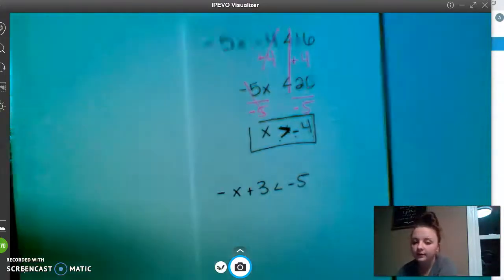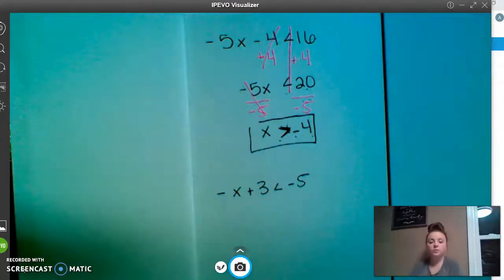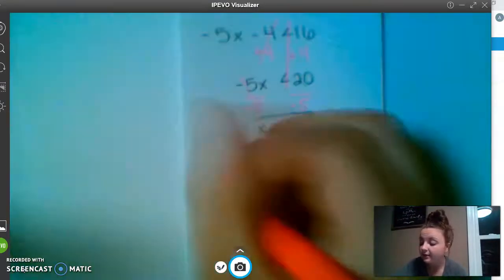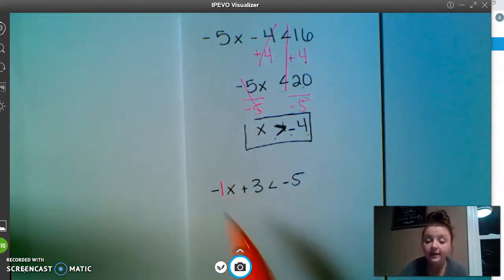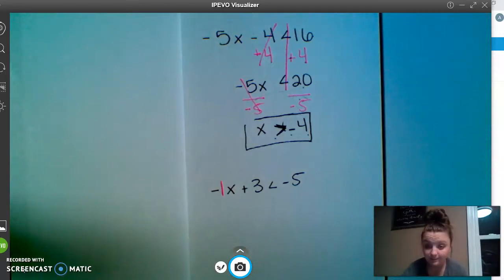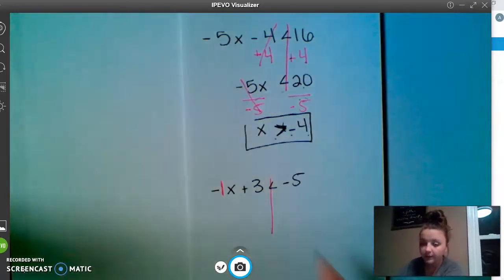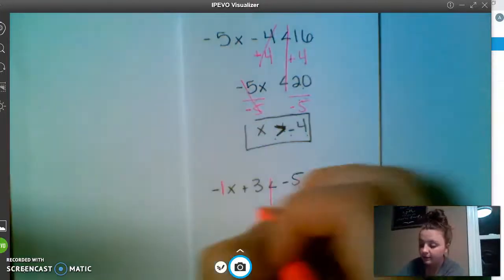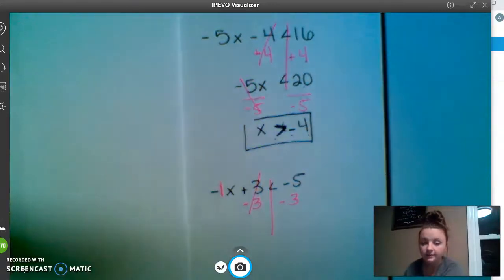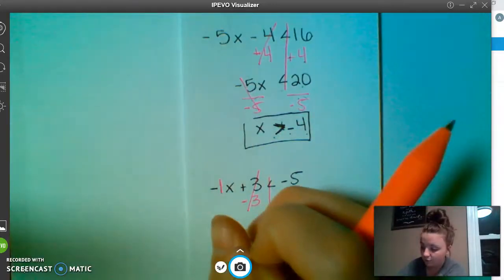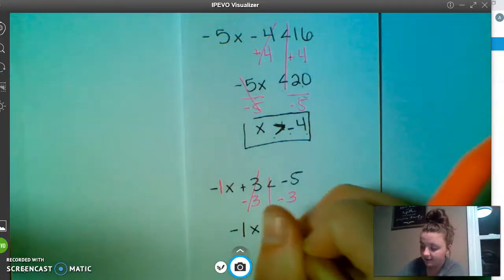Okay, this one right here. Negative x plus 3 is less than negative 5. So negative x, that's really a negative 1x. That was the big idea with that one. You had to remember that there was that known 1 right there that existed. So first thing we need to get rid of is the plus 3. To undo that is minus 3 on both sides. So now we have negative 1x is less than negative 8.